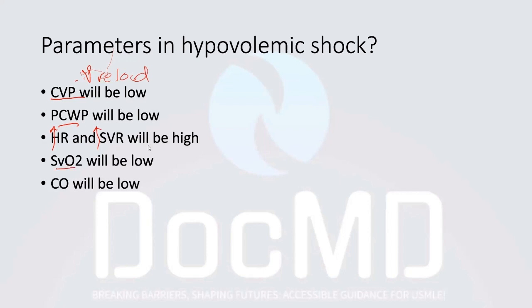SVO2 will be low. Again, I told you it's because of resistance and low flowing blood. It's not flowing fast enough, so your tissues will be able to extract the maximum amount of oxygen, and there will be less oxygen left in the veins, right? But if you can't remember this, just remember that whenever your cardiac output is obviously low, your SVO2 will be low. And the main cause of SVO2 being low is obviously you don't have enough fluid in the body.